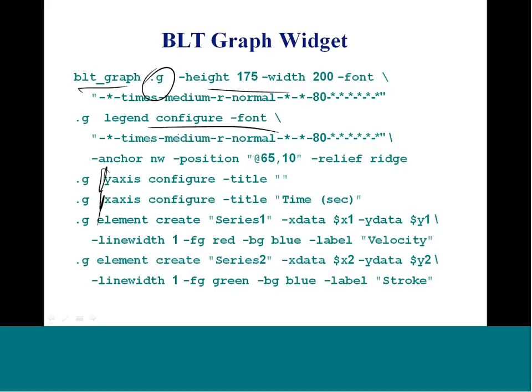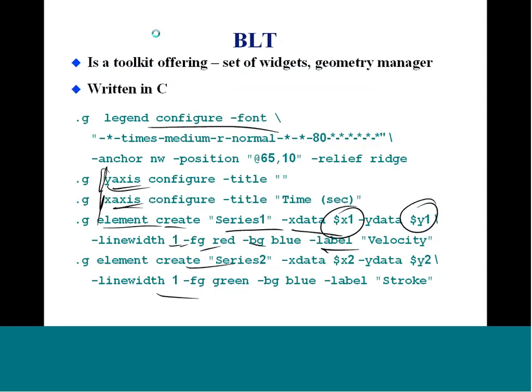Once we configure this and create the various axes, the X axis and the Y axis, we then create the elements. Basically element create series 1, X data is $X1, Y data is $Y1, and then the line width, foreground, background, and so on. Similarly we can plot another set of data as well. That's how the BLT graph widget is used, which is very common.